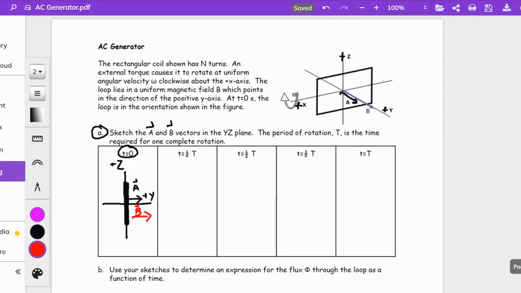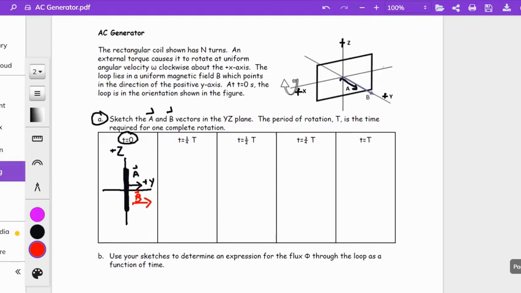Now, what we want to do with a problem like this is ask, what happens if this loop rotates? If it rotates clockwise in this picture, the flux through the loop is going to change. What we want to do in this problem is relate the rate at which the flux changes to some type of an EMF that we can generate. So let's do the rest of the sketches here.